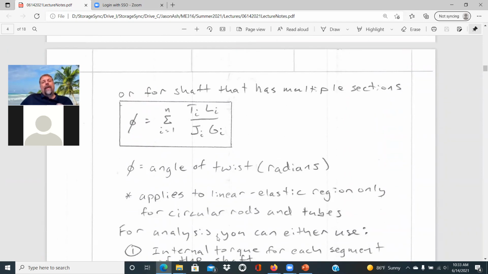Then if you have a shaft that has multiple sections, you can look at that as a sum and just sum the angle of twist that you would get out of each section. So you would have n number of sections that you're looking at. The phi is the angle of twist in radians, and it really applies to the linear elastic region only, for both circular rods and tubes.